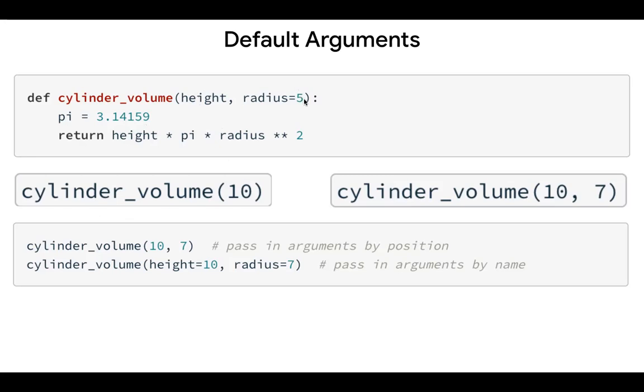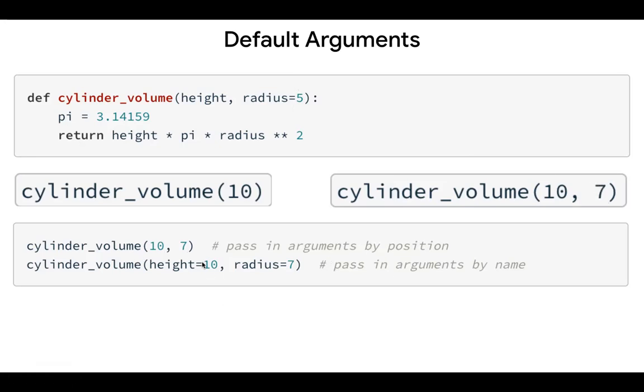But if we want to refresh or renew the radius, for example, it turned out that after careful examination the radius is not 5 but 7, then you can still pass the new parameter to the function, and it will rewrite the default value of the parameter. So instead of 5, it will be 7. Okay.